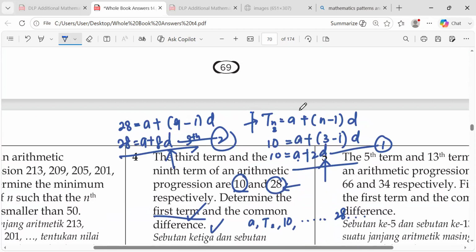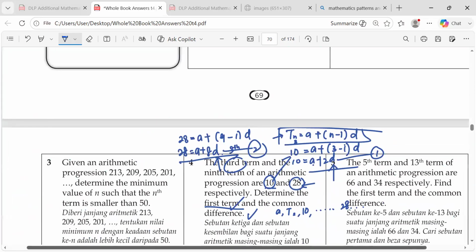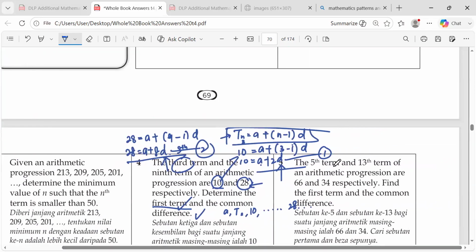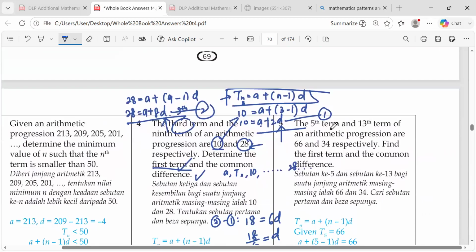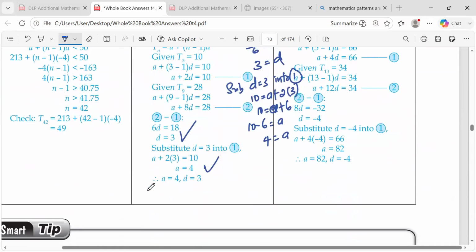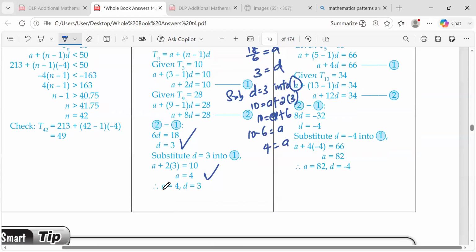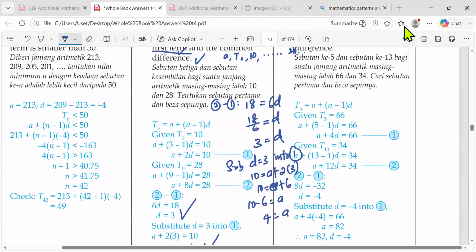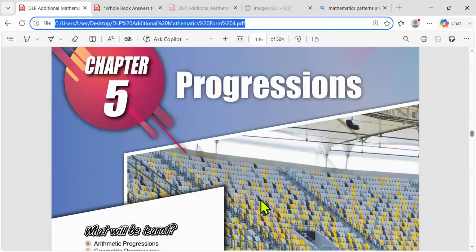Okay, check the question. First, remember the formula and then substitute what you have. Just substitute what you have. Okay, substitute, and then the second one is the same, and then linear equations. Okay, so the third is a similar question. You need to do the exercise.